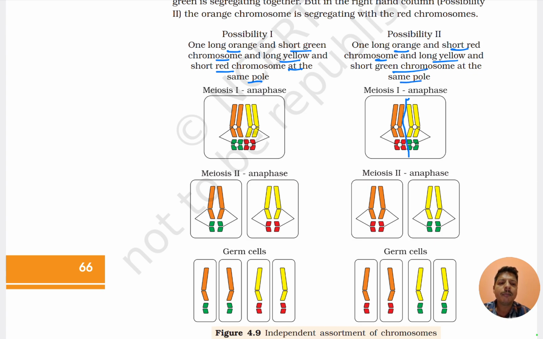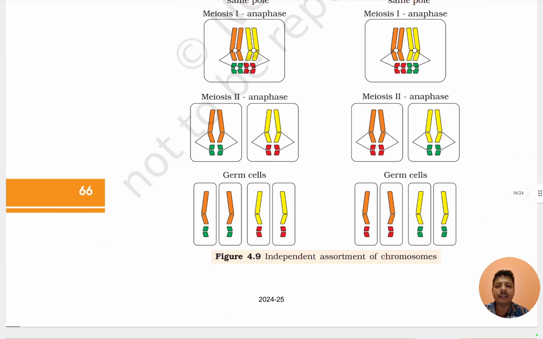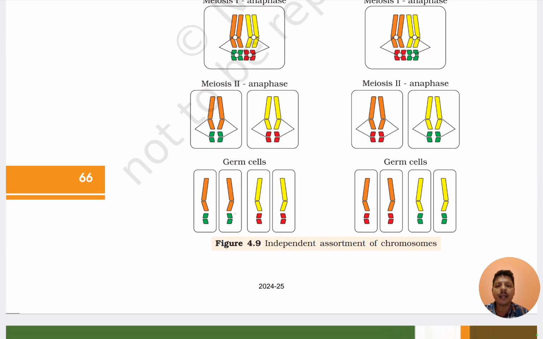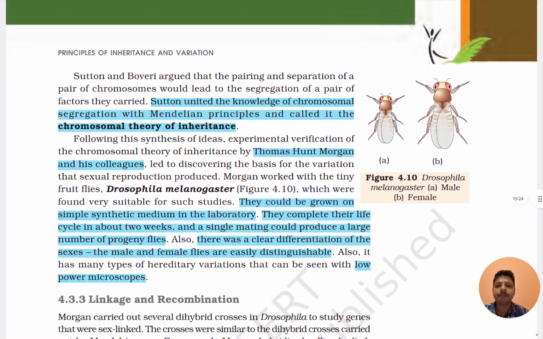If I put a line in between like this, pole 1 and pole 2, as you can see. In meiosis 2 anaphase stage, what happened? Crossing over occurs between them. They all are separated. And germ cells are produced too. And with this, in the possibilities, they align with the same pole or crossing over occurs. It is called independent assortment.